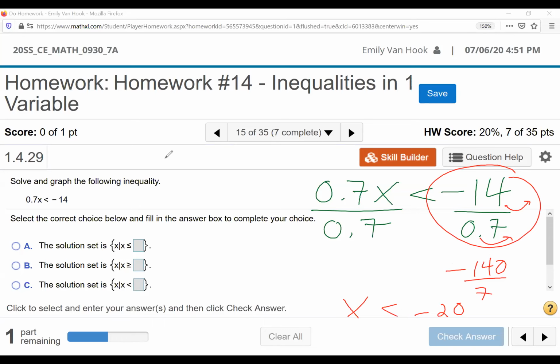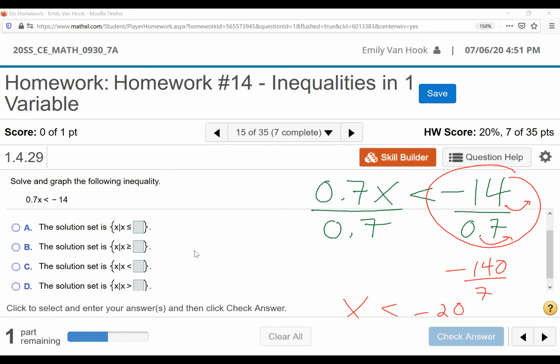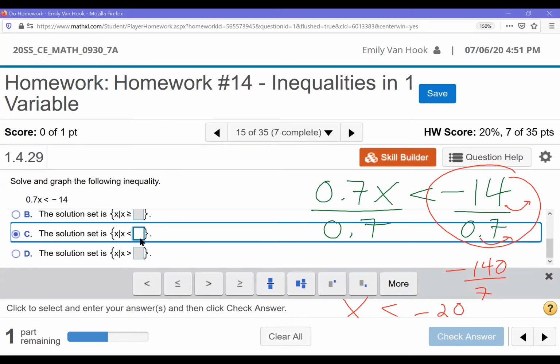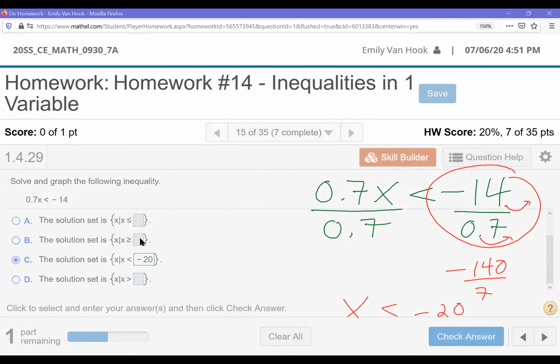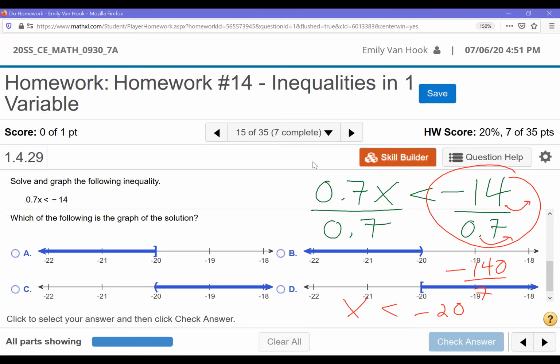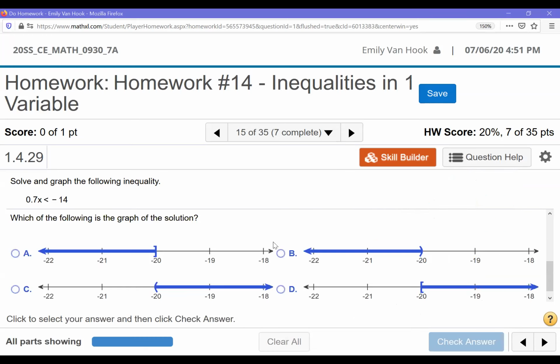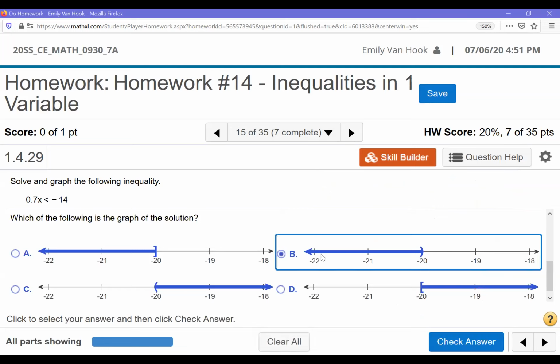So let's find our correct choice to type that in. We'll find the choice that has the less than symbol. We'll type negative 20. And then we get to choose our number line. So less than will be going to the left. There's no equal sign, so we're looking for parentheses. Okay, so that's going to be choice B for mine. Going to the left with parentheses.